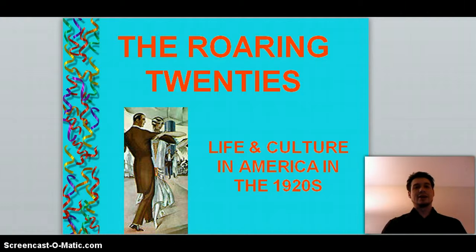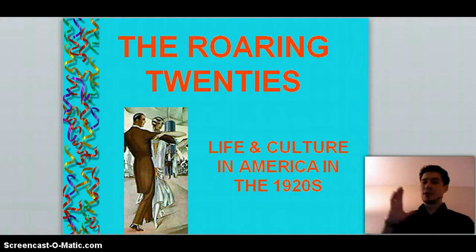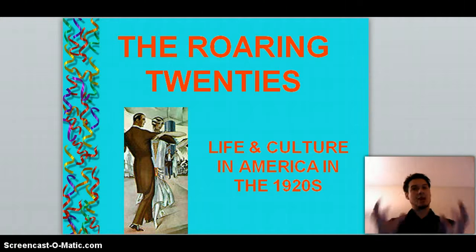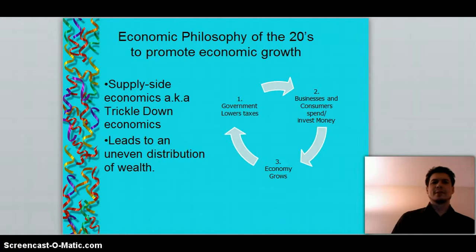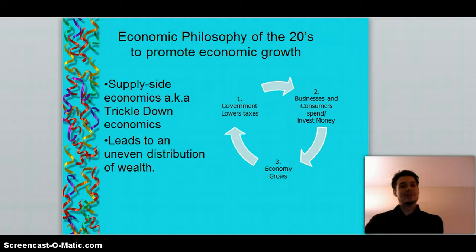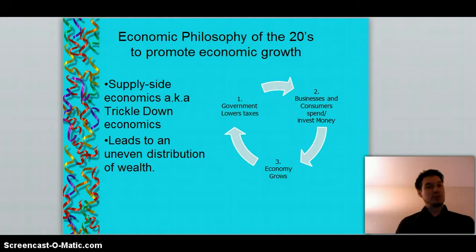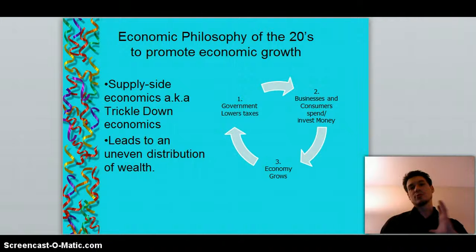We do also have the Roaring Twenties, which is a great period from 1920 to about 1929, when the stock market crashes. We have a very prosperous nation overall, and a lot of it is because of the economic philosophy. Government lowered taxes, so when they did, businesses and consumers spent and invested more money. With that, the economy grew, and it just led to a cycle, something called supply side economics. And again, we're going to have a lot of people becoming rich during this time. The wealthy go through the roof.